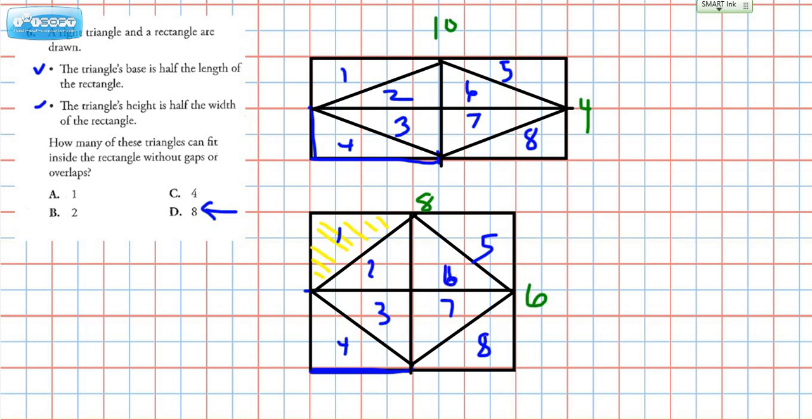And really, what you should ask yourself is, regardless of the dimensions of the rectangle, could I always break it up this way and have the 8 congruent right triangles? And the answer to that question is yes. So we're going to go ahead and with confidence pick choice D.